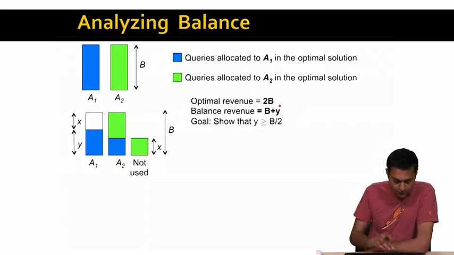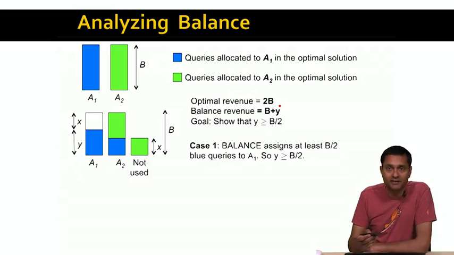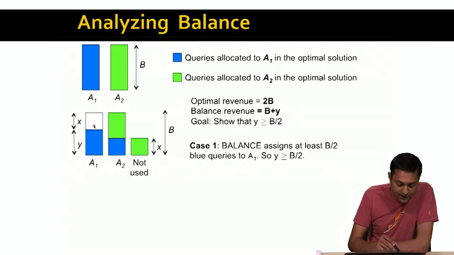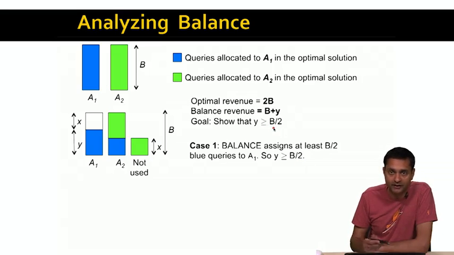Case 1 is when the balance algorithm assigns at least half, or B/2, of the blue queries to A1. Okay. So if the balance algorithm assigns at least B/2 of the blue queries to A1, then we know that the size of the blue bar is at least B/2. And so Y is greater than or equal to B/2, which is what we wanted to show in the first place.